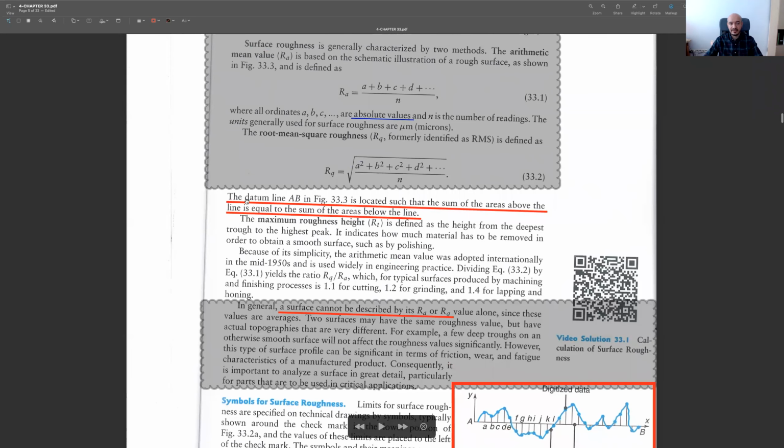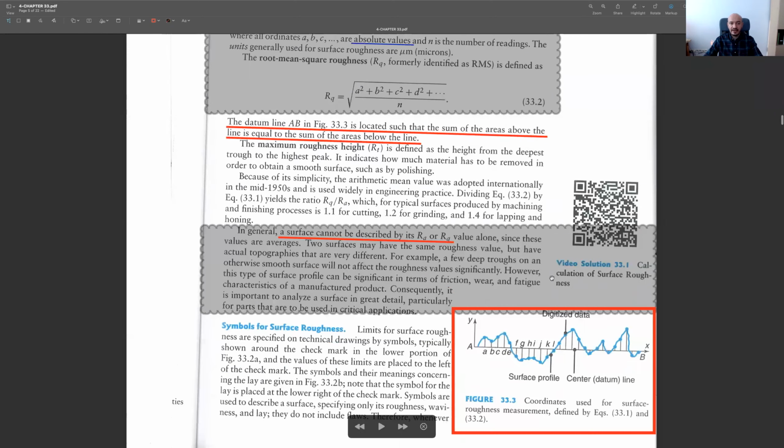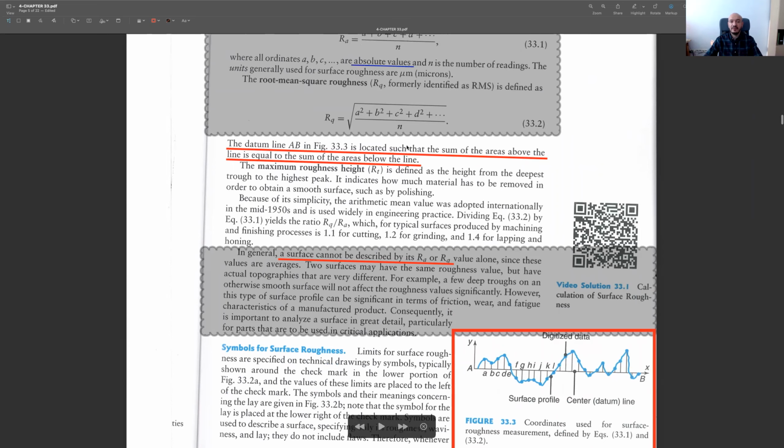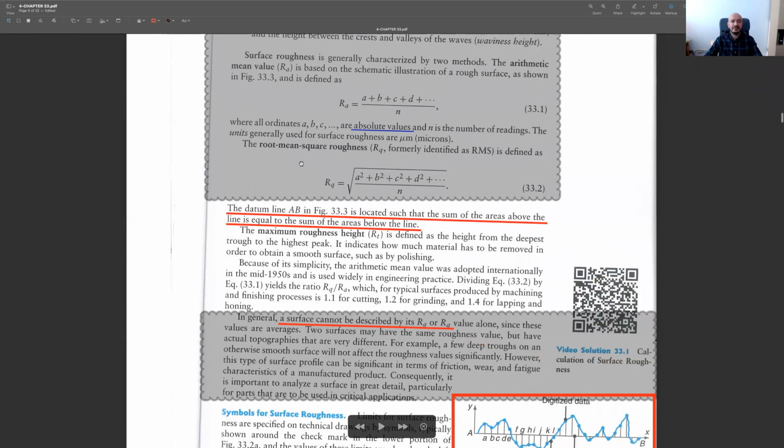And let me remind it once again, the datum line AB is located such that the sum of the areas above the line is equal to the sum of the areas below this line. It's an important issue, and we make use of it also in the root mean square roughness calculation.